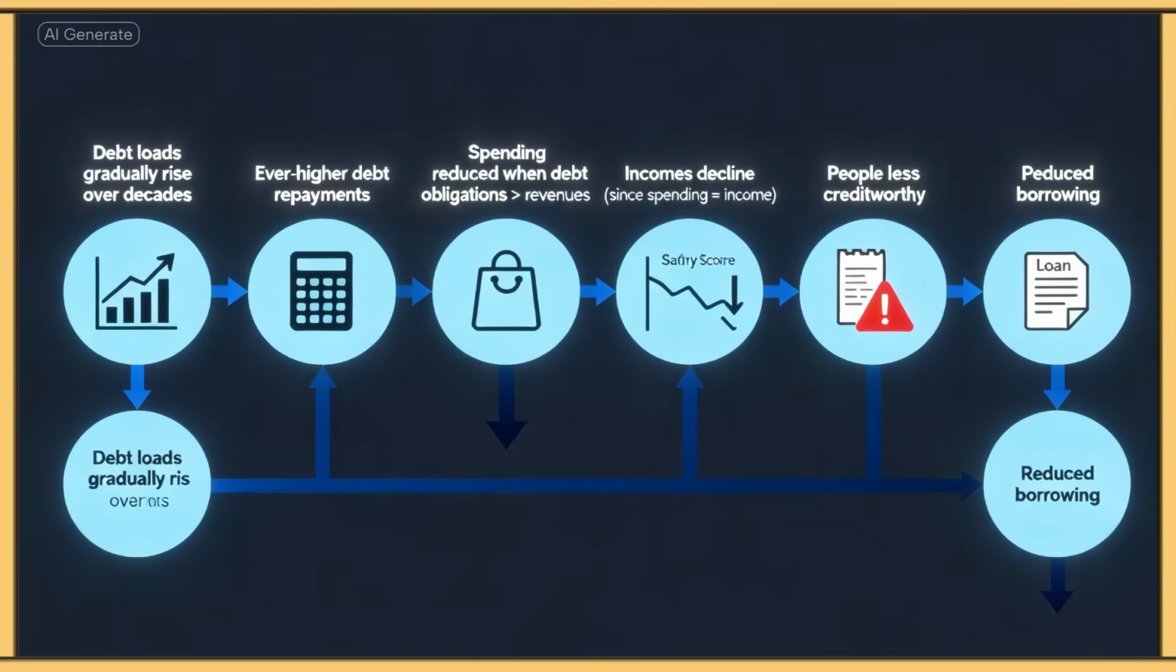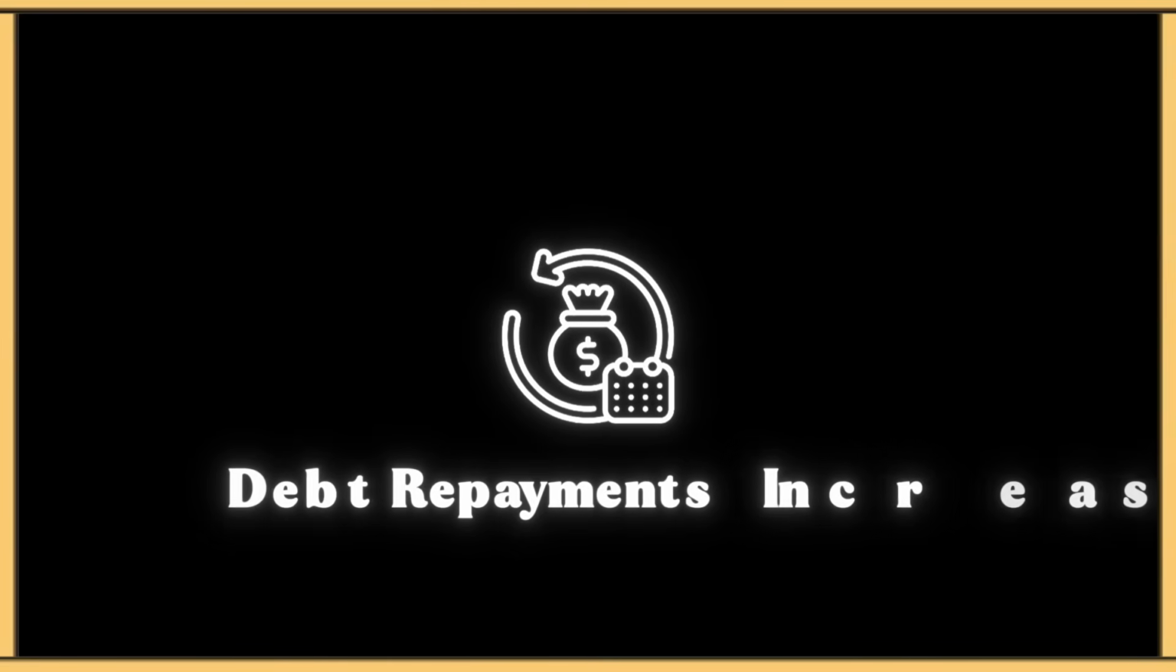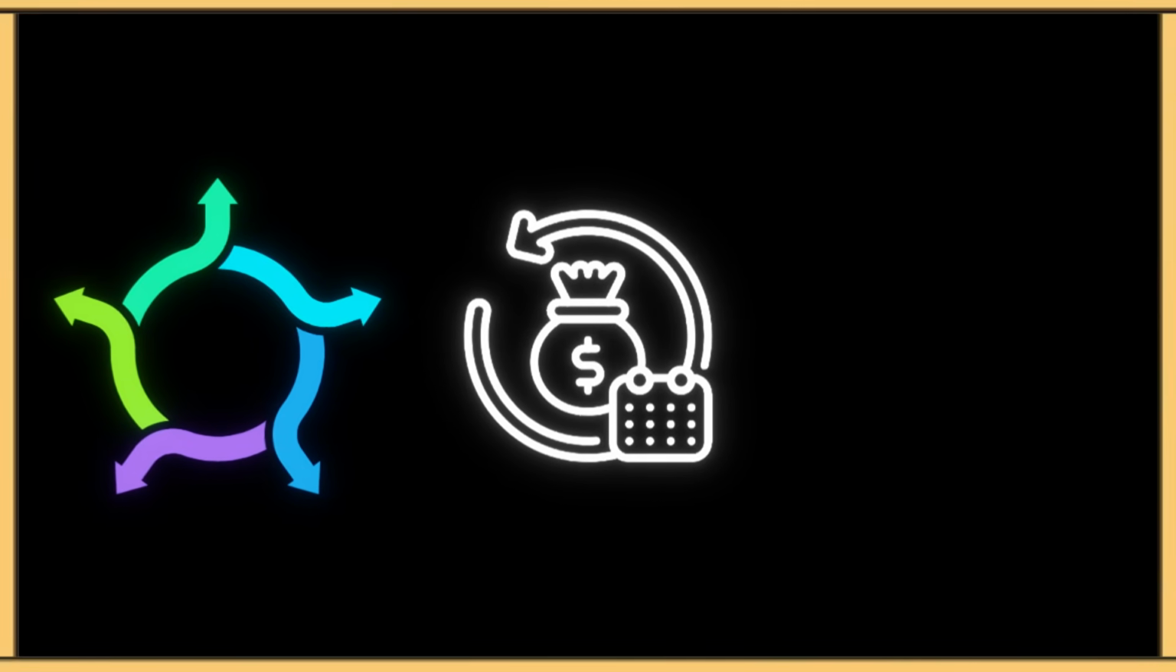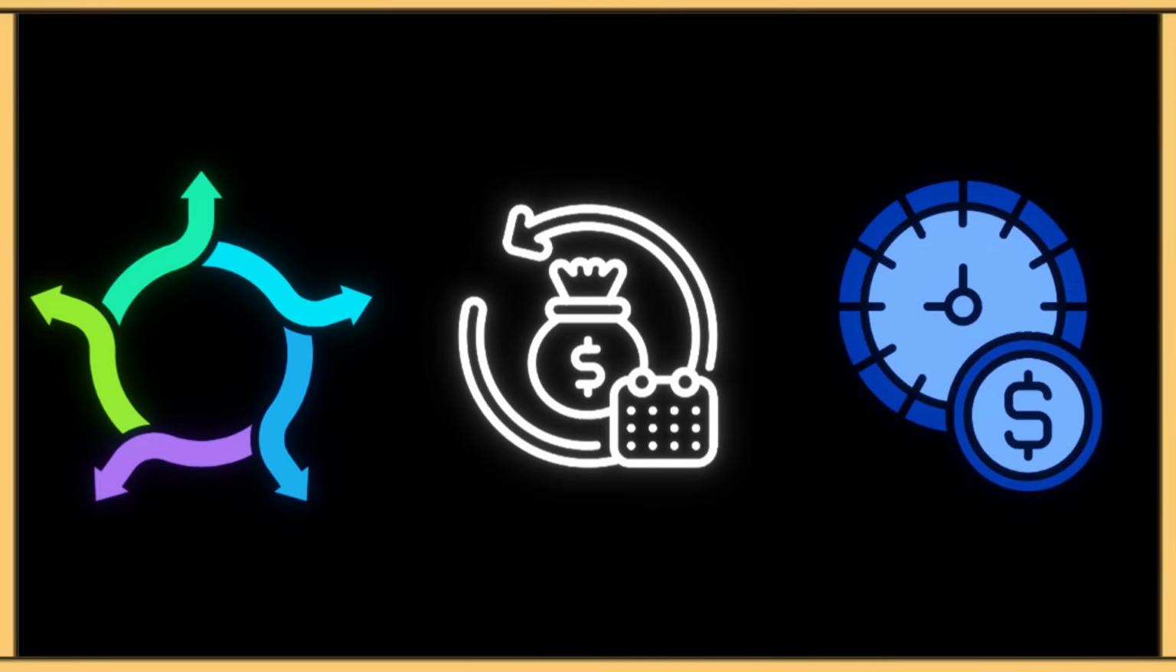Debt loads gradually rise over decades, resulting in ever higher debt repayments. People are forced to reduce their spending when debt obligations begin to outpace revenues. Additionally, since one person's spending equals another's income, incomes start to decline, which makes people less creditworthy and reduces borrowing. Spending continues to decline as debt repayments increase. The cycle then goes backwards. This is the peak of long-term debt.